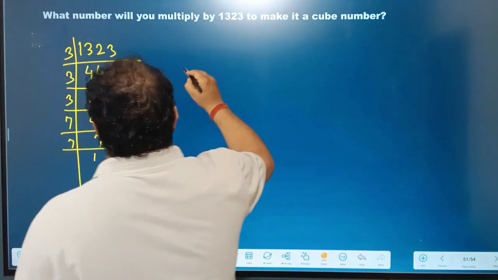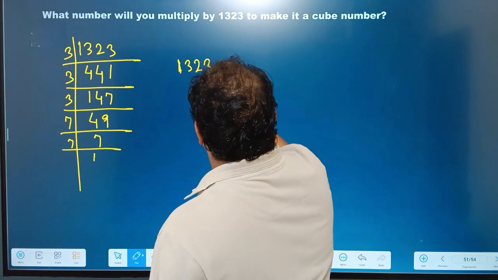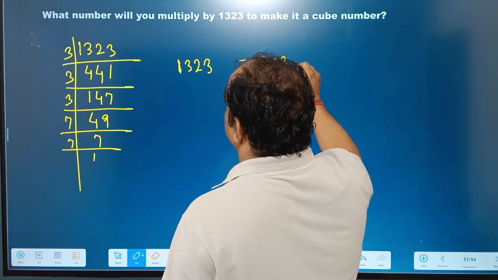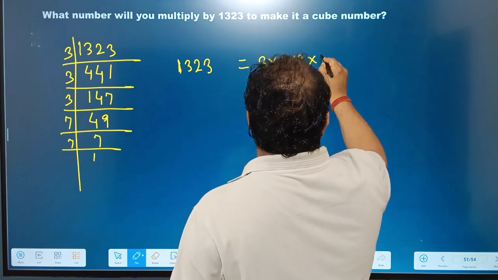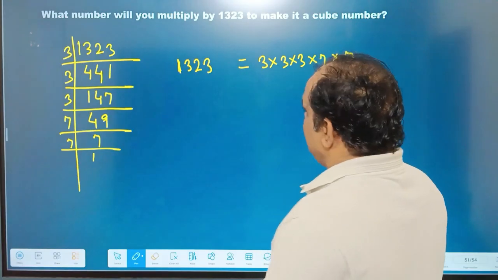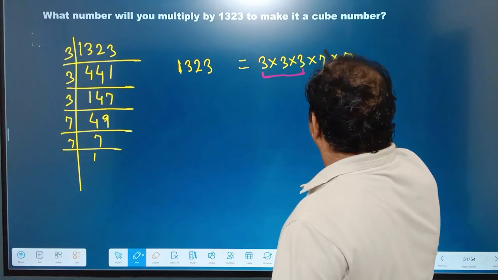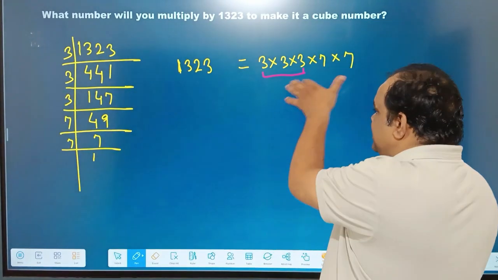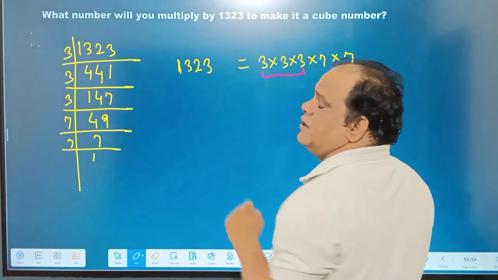Now you see here 1323 is equal to what we can write? 3 into 3 into 3 into 7 into 7. Now we see here we have one triplet of 3. We don't have the triplet of 7. It is only 2. This is why this is not a perfect cube.